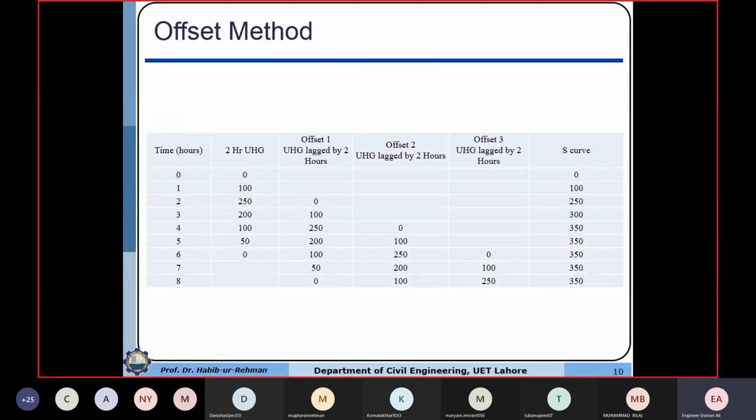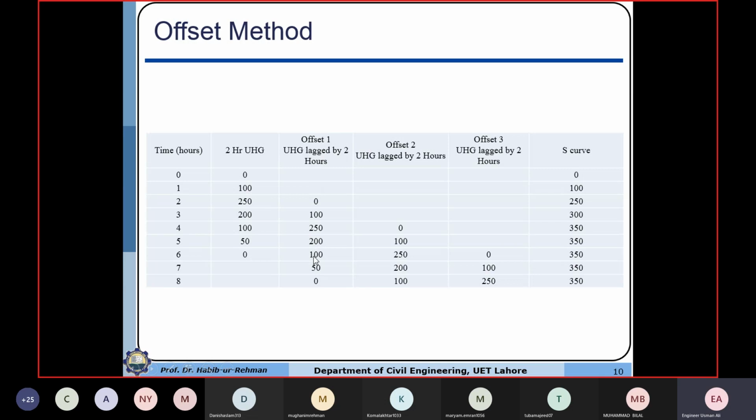For example, you are given a 2 hour unit hydrograph, with time steps 0, 1, 2, 3, 4, 5, 6, and you are asked to derive the ordinates of the S curve. First of all, you will see how many offsets are to be taken. The time base of the given unit hydrograph is 6, and the duration is 2. So 6 divided by 2 is 3. So the minimum number of offsets required is 3.